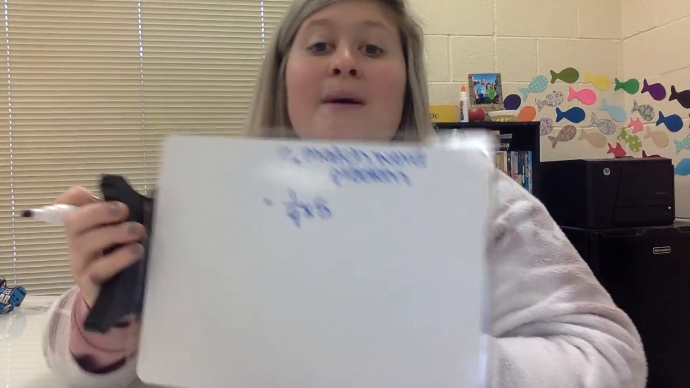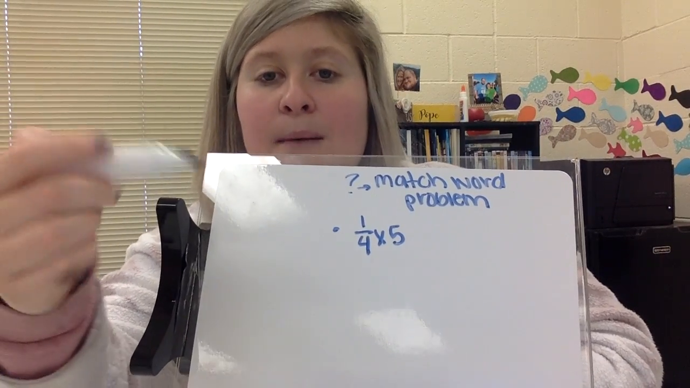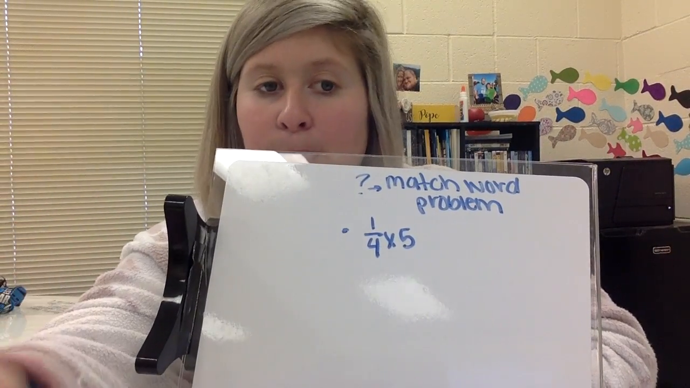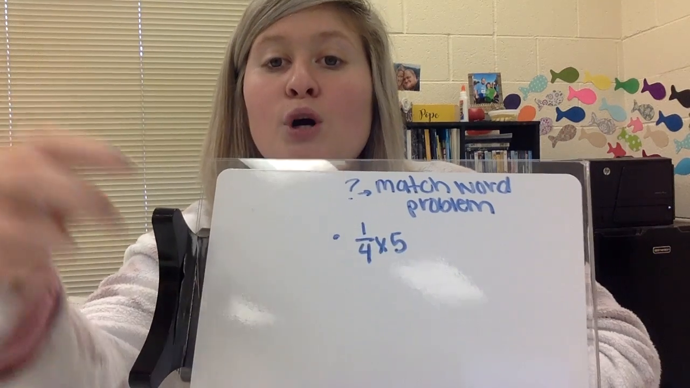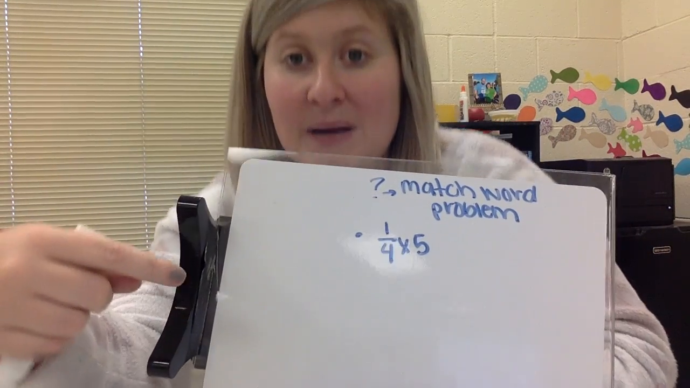So in your notebook, underneath number 1 for your question mark, you want to match it to the word problem. Similar to how in Please Excuse My Dear Aunt Sally, we match it to the expression, but we're going to flip it. So I know my expression is 1/4 times 5, and I want to match it to the correct word problem. So the way I'm going to help you think through this is I'm going to write out A, B, C, and D. We're going to read the word problem. Then we're going to write what operation we think it is so that we can match it to the one that's being given to us.